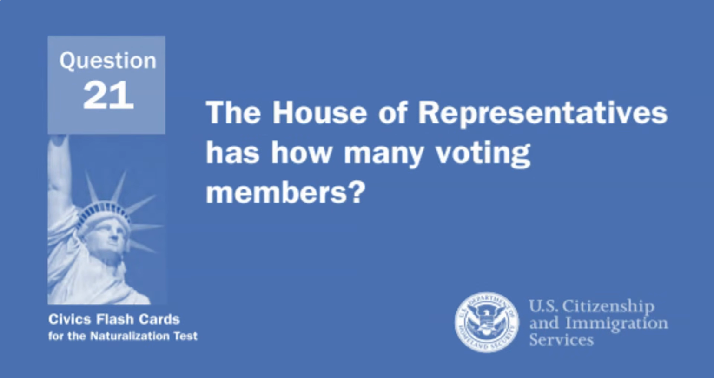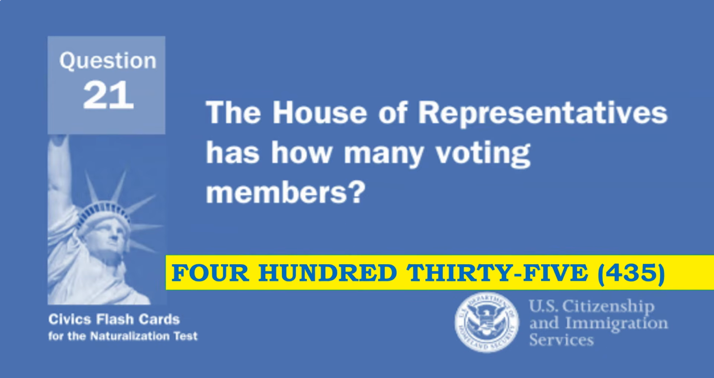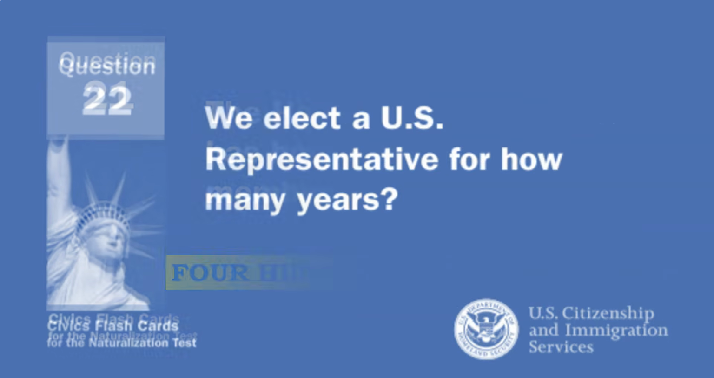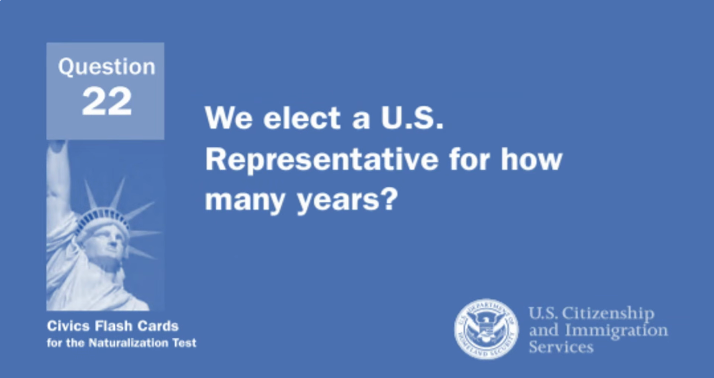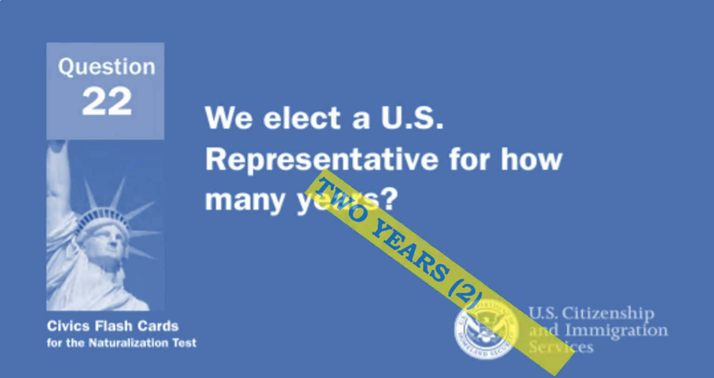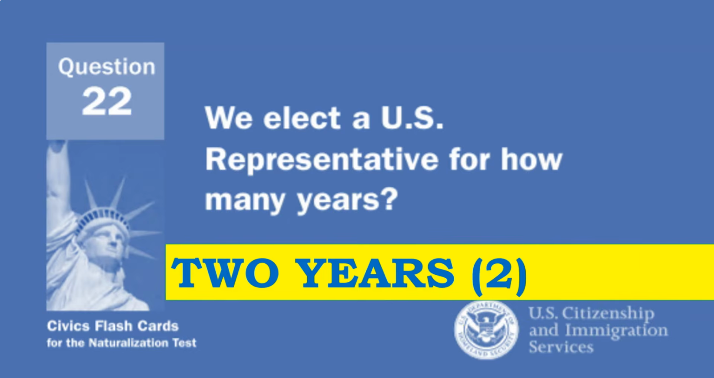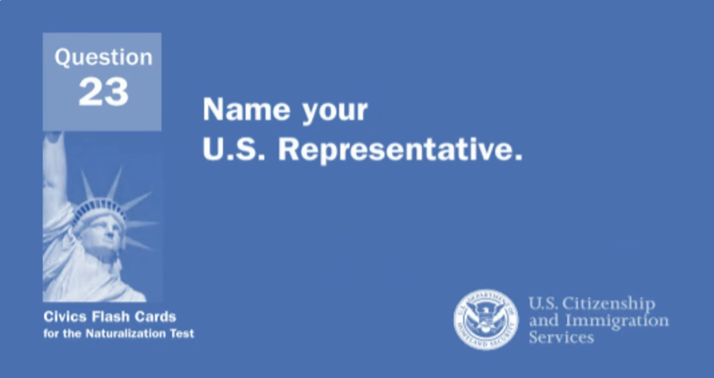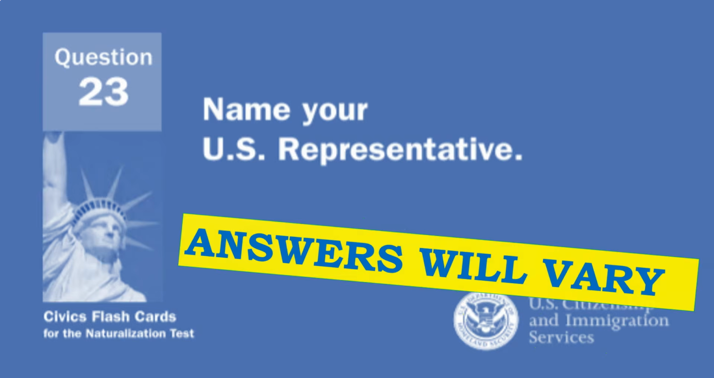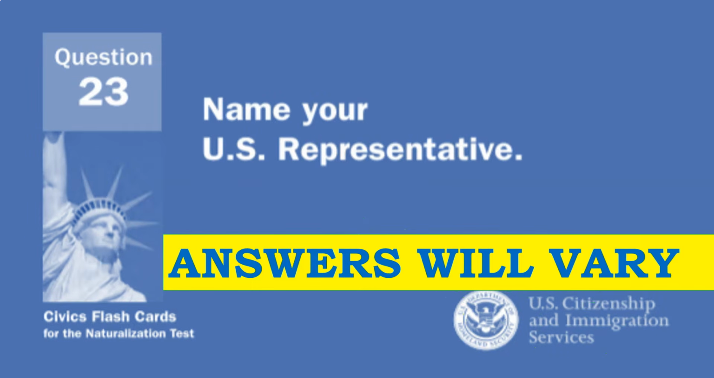The House of Representatives has how many voting members? 435. We elect a U.S. representative for how many years? 2 years. Name your U.S. representative. Answers will vary here. Please look at the description part of this video for a link to the answer.